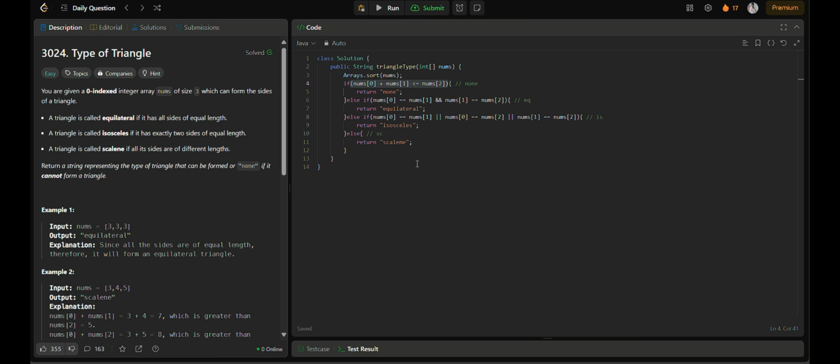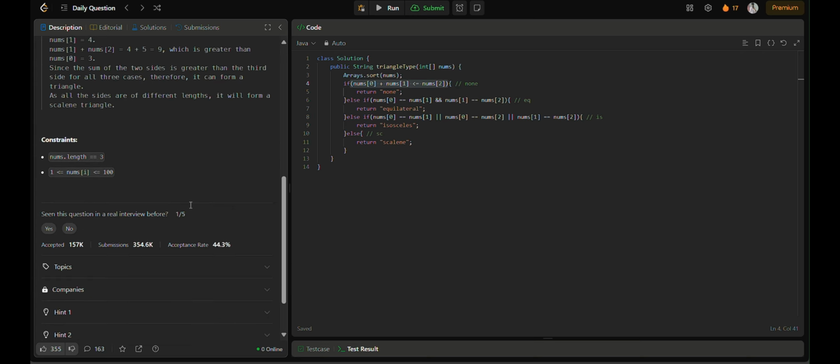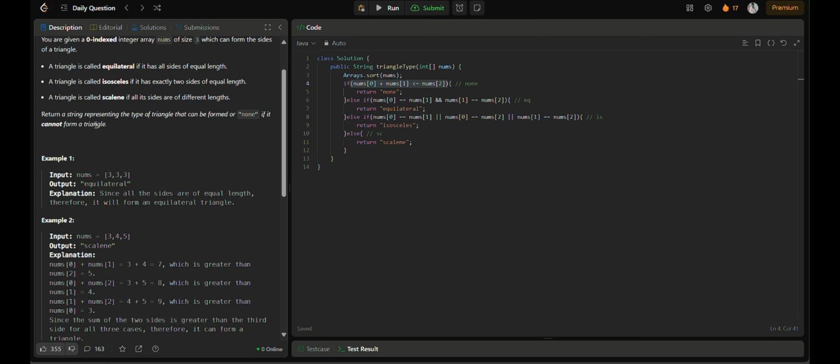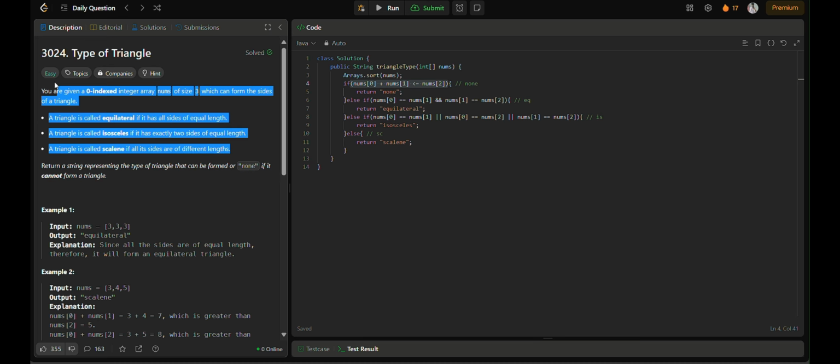I think the reason this problem has an acceptance rate of less than 50% is due to this. I think many people like me did not read the last statement and just submitted after reading the first four lines.